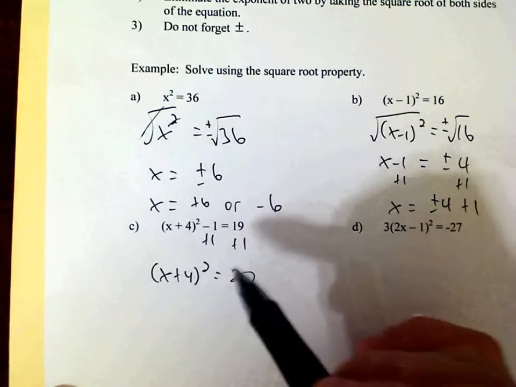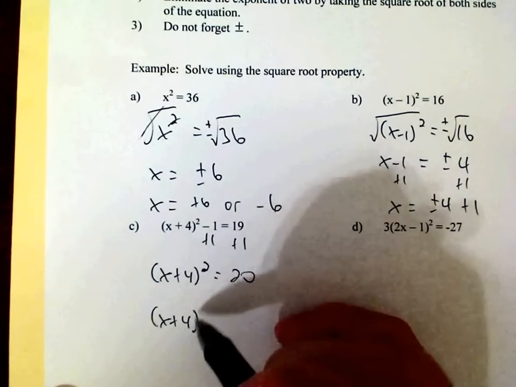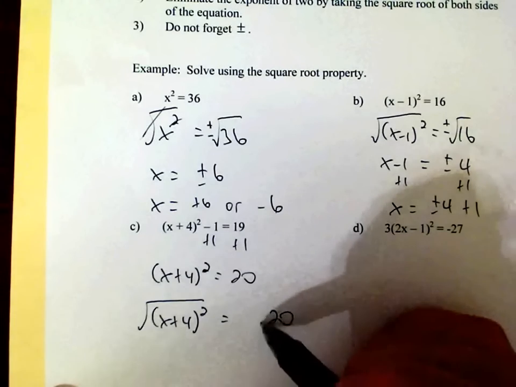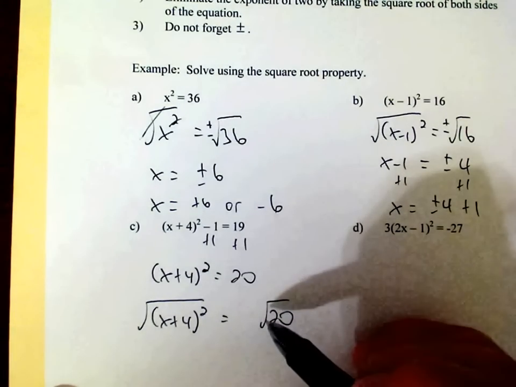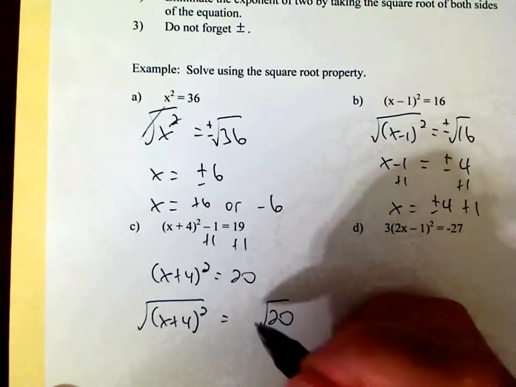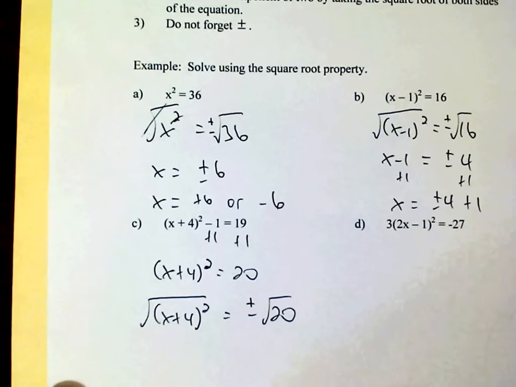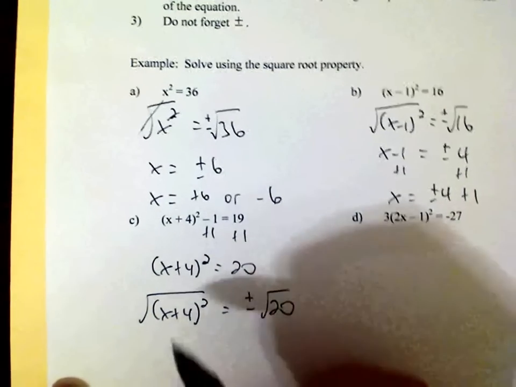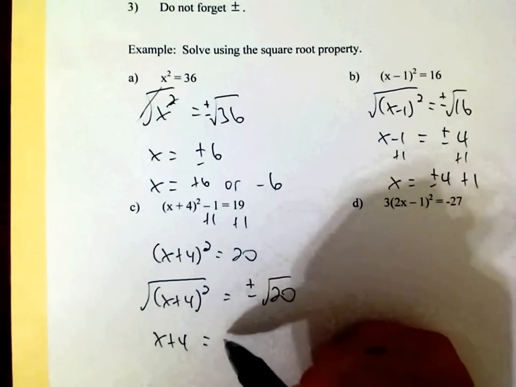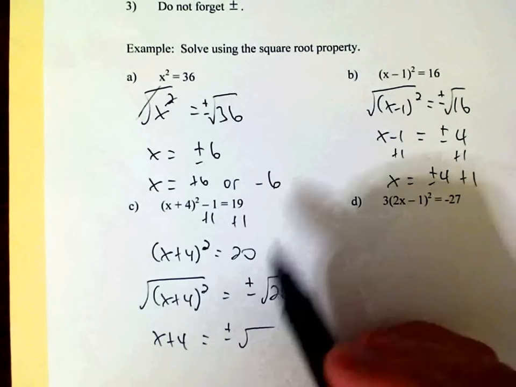Now that we have the square term isolated, we're going to eliminate the square by square rooting. And what you do to one side, you got to do to the other. And as soon as you square root both sides, or use square root property, don't forget the plus and minus. Now what we end up having is, on the left side, x plus 4. On the right side we have plus or minus the square root of 20. But the 20 simplifies.